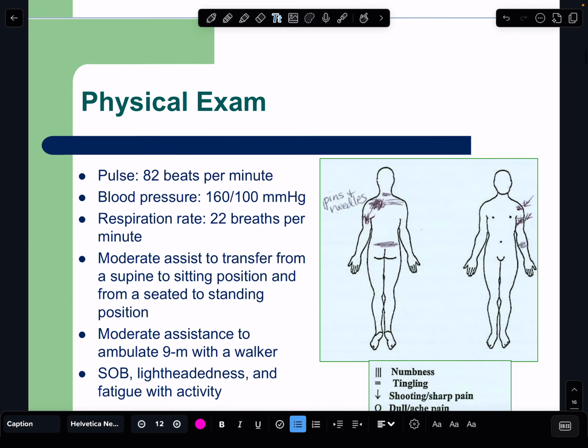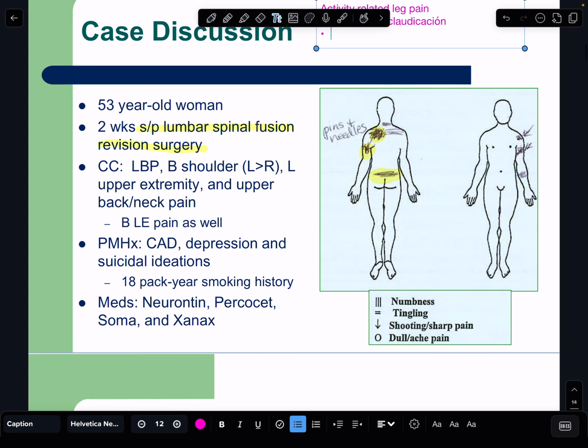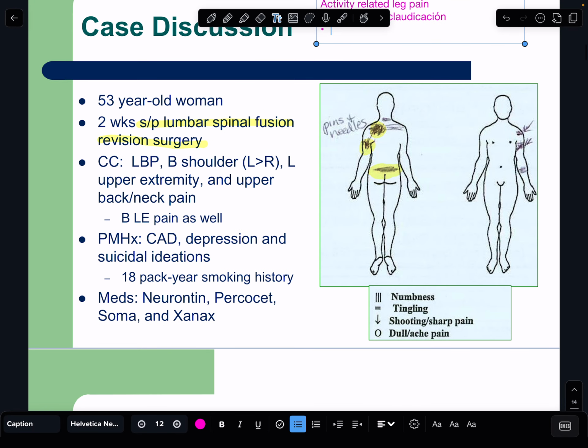This is in a rural setting, right? So she was in the hospital for a couple days after that, came home, and now you're seeing her. So her past medical history, CAD, coronary artery disease. She has depression, and she has suicidal ideation. She also has smoking history.